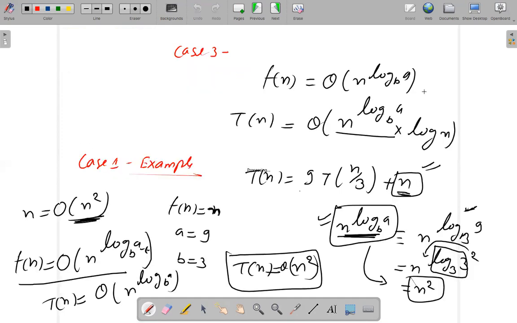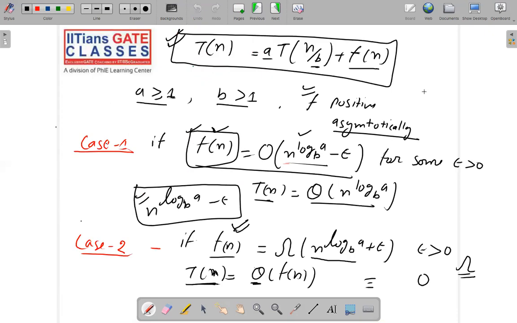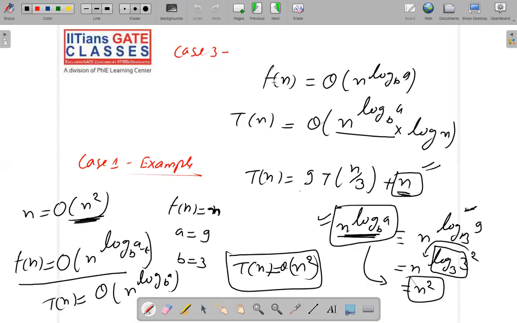Now, if you remember case 3, what does it say? It says that if these two functions are equivalent, then the answer is actually n to the log base b of a times log n, or you can say f(n) log n also. It's the same thing, theta of f(n) log n. These two are the same because these two values are the same.